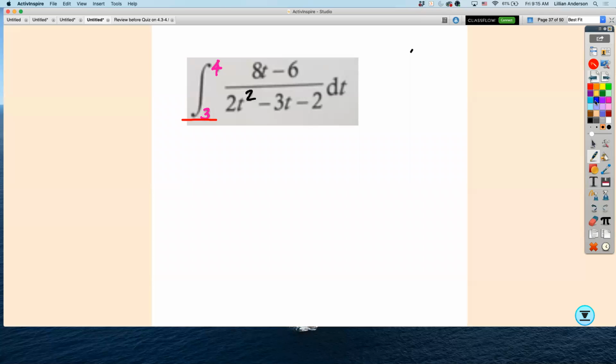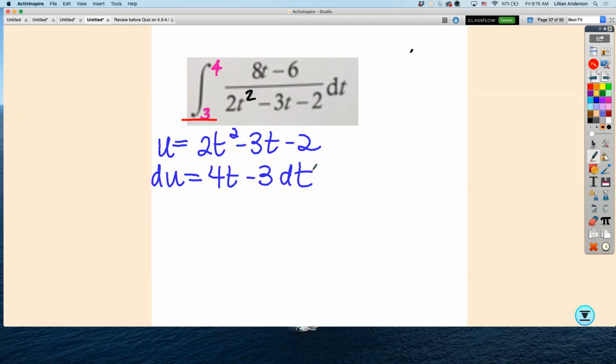Online, how am I going to take the antiderivative of this expression? The substitution method. Then we have to use substitution. I need to make u what? 2t squared minus 3t minus 2. Which means that the derivative of it will be 4t minus 3. Very good. But if you look, the numerator is not 4t minus 3, it's 8t minus 6. So I've got to multiply it by 2.